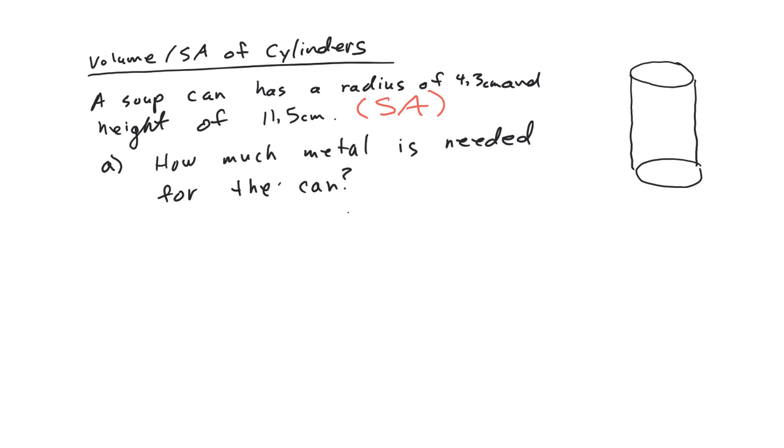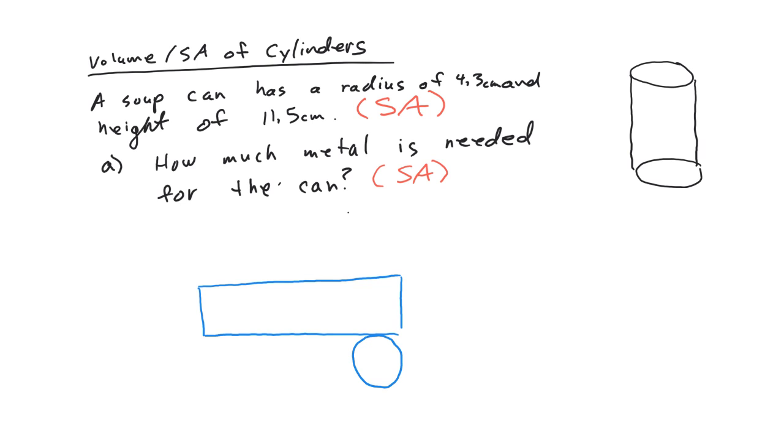So here it is. When you have a problem that asks you how much metal is needed for the can, we're actually asking for the surface area. Now, first we need to determine the amount of metal to make the can. So let's sketch a net of what our can looks like. Right now we have the sides of the can, and then at the ends, we have our circles that form the bottom and the top of our cans.